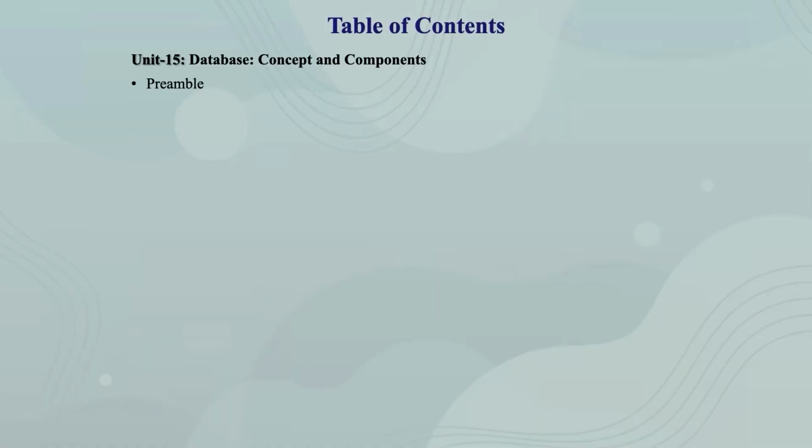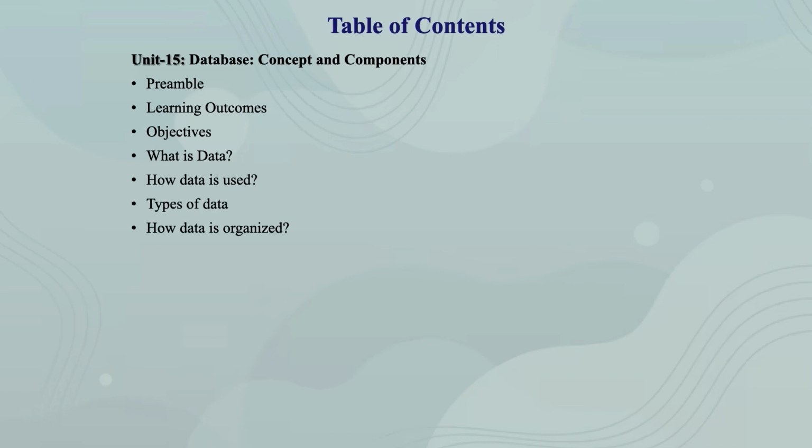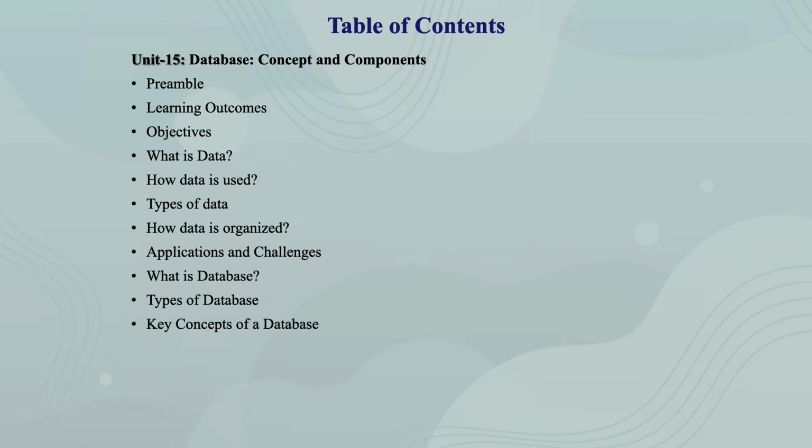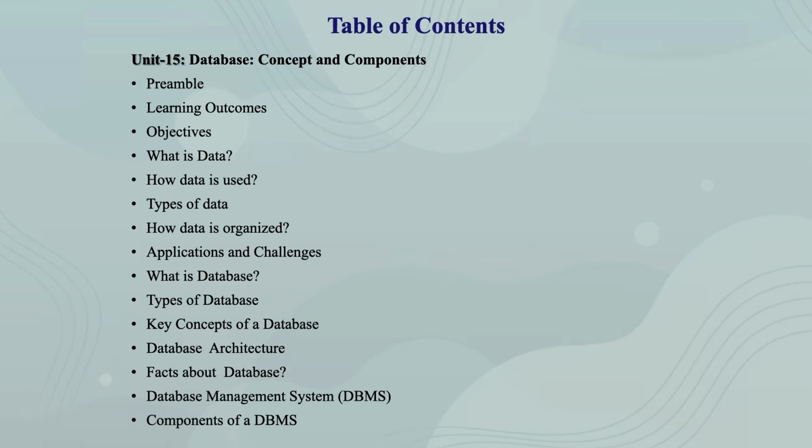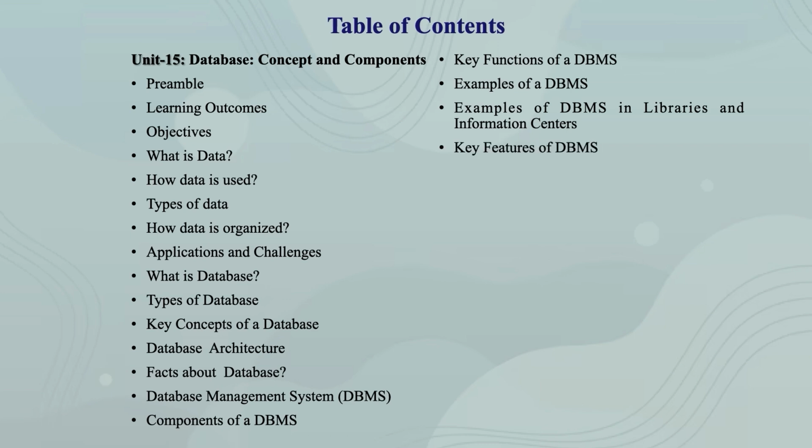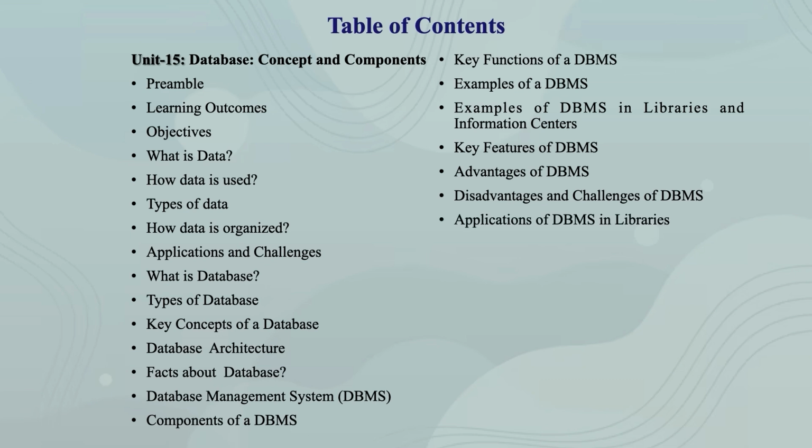In this one, I have given the table of contents: preamble, learning outcomes, objectives, what is data, how data can be used, types of data, how data is organized, applications and challenges, what is a database, what are the types of databases, key concepts of database applications, factors about the database, and database management systems, components of the DBMS, key functions of the DBMS, examples of the DBMS, features of the DBMS, advantages of the DBMS, disadvantages and challenges of the DBMS, application of the DBMS in libraries, and key takeaways, summaries, suggestions and conclusions.